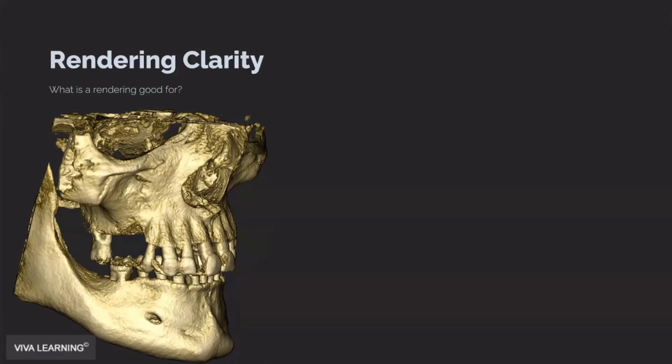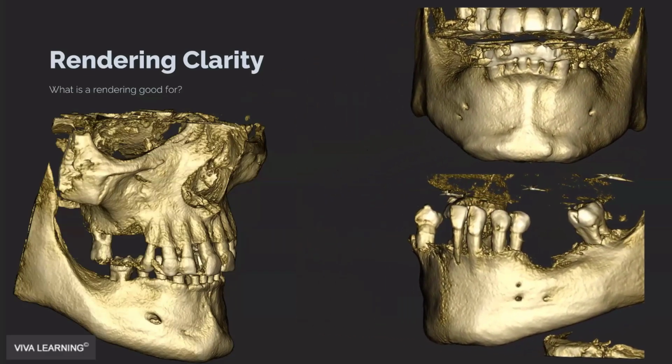And then we have rendering clarity. This is the thing you'll see at the trade shows on the big screen, is how pretty it looks when you scan somebody. And what is a rendering truly good for? A rendering is simply a software model of the DICOM data set, and all machines are shooting the same type of x-rays into very similar types of sensors.